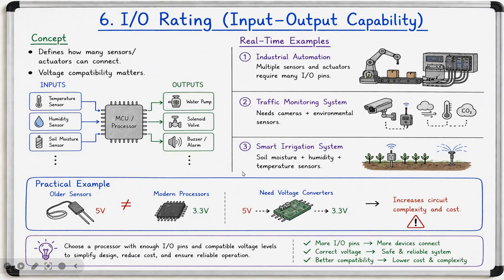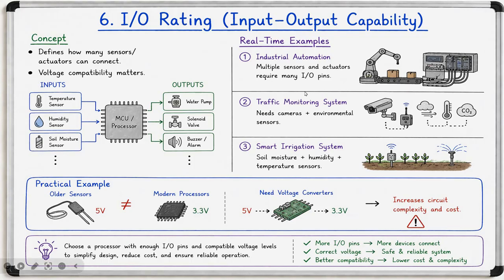One more thing is the voltage capability. Voltage capability matters here because different sensors and processors may operate at different voltage levels, and matching voltage is important to avoid damage and ensure proper communication.